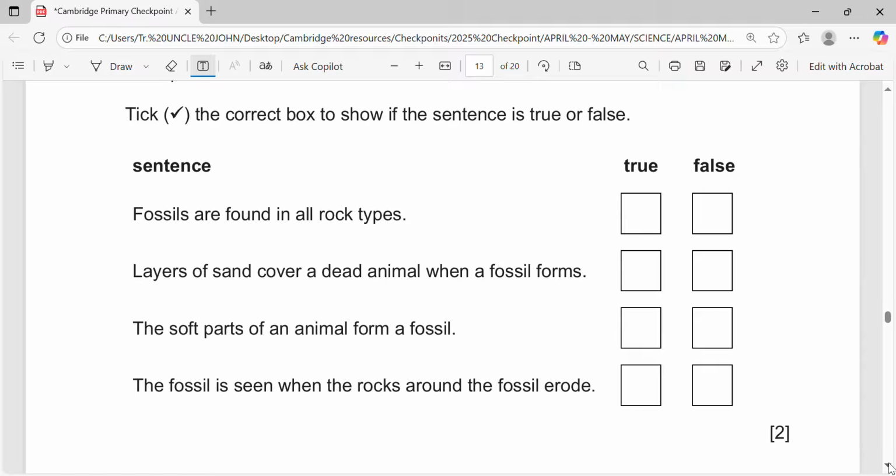So, number 1 is false. Number 2 is true. The next, you tick here for the soft parts of an animal form a fossil, false. The last one is true.